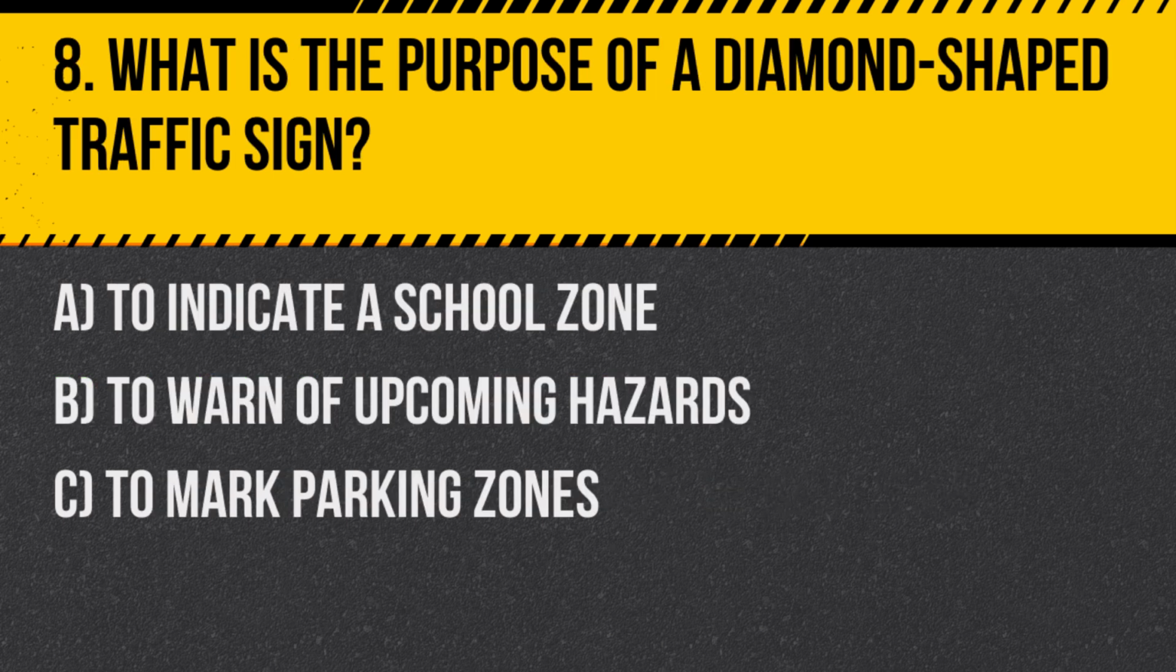Question 8. What is the purpose of a diamond-shaped traffic sign? A. To indicate a school zone. B. To warn of upcoming hazards. C. To mark parking zones. Answer. B. To warn of upcoming hazards. Diamond-shaped signs are used to alert drivers to potential hazards or changes in road conditions ahead.